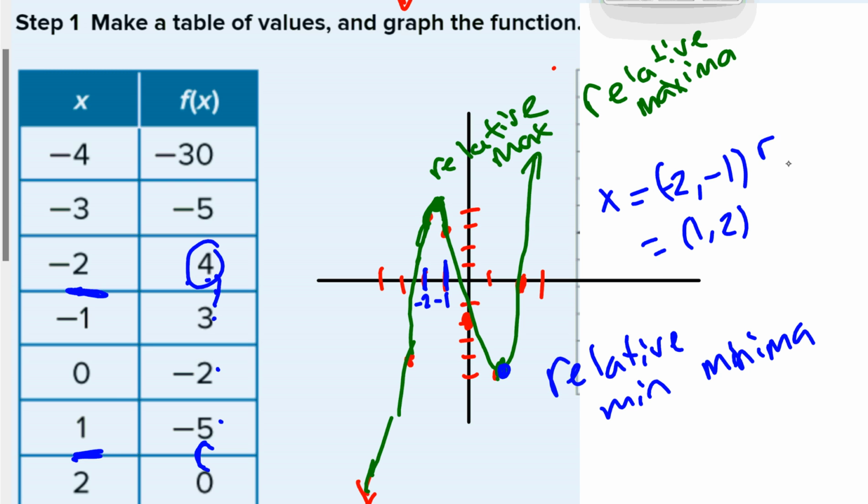So this is a relative maxima, and this is a relative minima. So relative max, and this one would be the relative min. So wherever you have hills is a relative max, and wherever you have valleys is a relative minimum. Or you can use maxima, or you can use minima. Those are called extreme values. Okay, so that's it for identifying those.